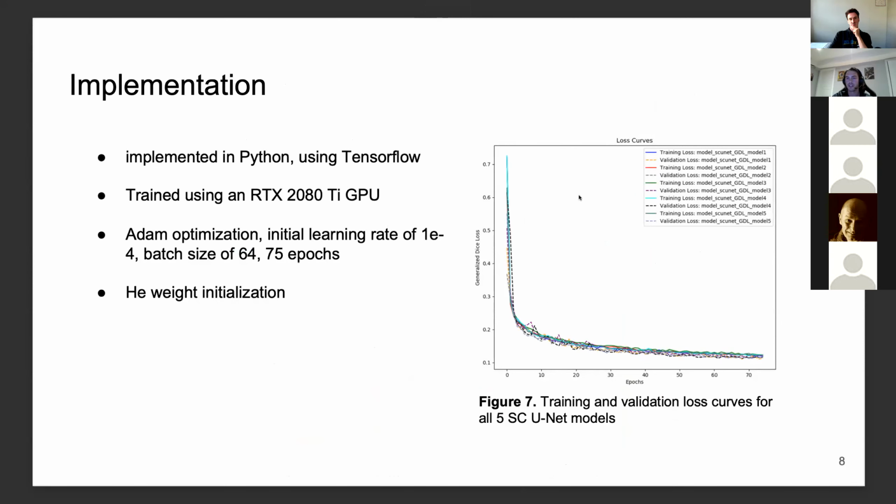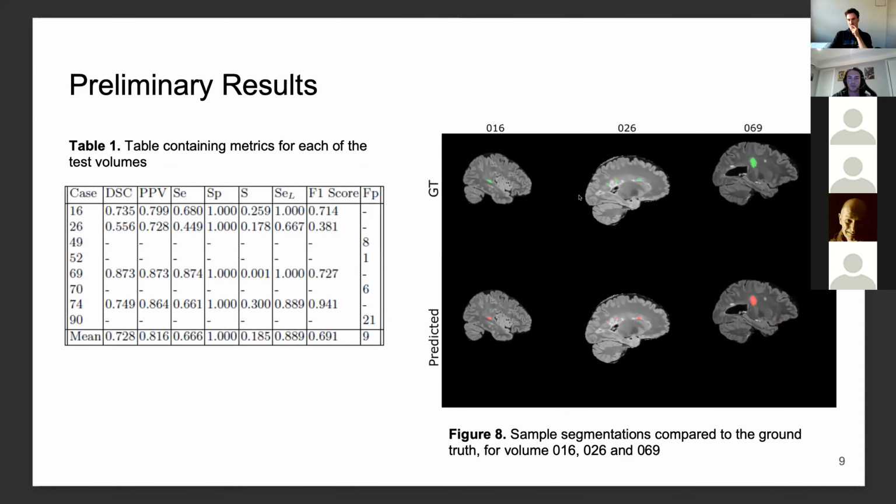Here are some of the implementation details. In the figure on the right, you can see the training and validation loss curves for each of the models in the ensemble, and we used a generalized dice loss for these models. In the preliminary results, we had a holdout set with 4 volumes with ground truths and 4 volumes without. We achieved a mean DSC of 0.73 on the holdout volumes with ground truths, and an average of 9 false positives on the volumes without ground truths. In the figure on the right, you can see the ground truths on the top and the predicted masks on the bottom.